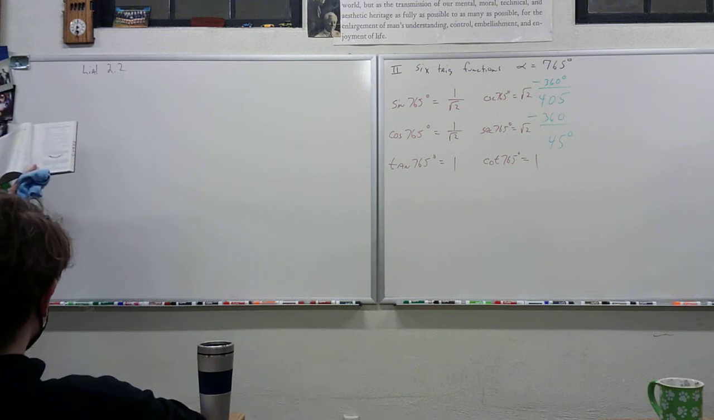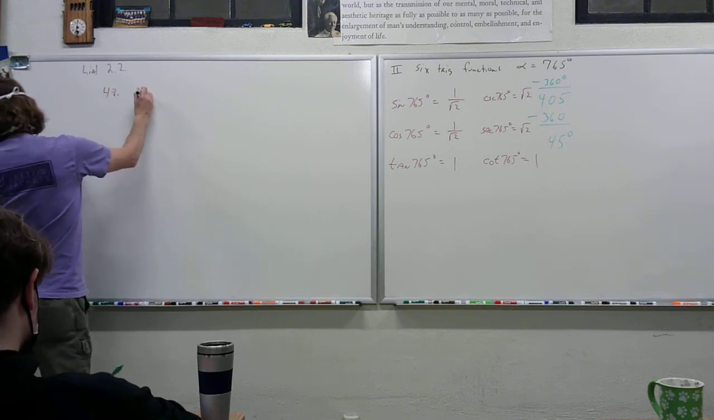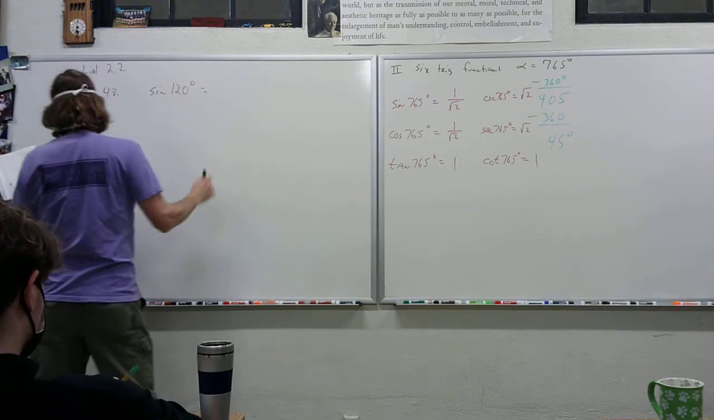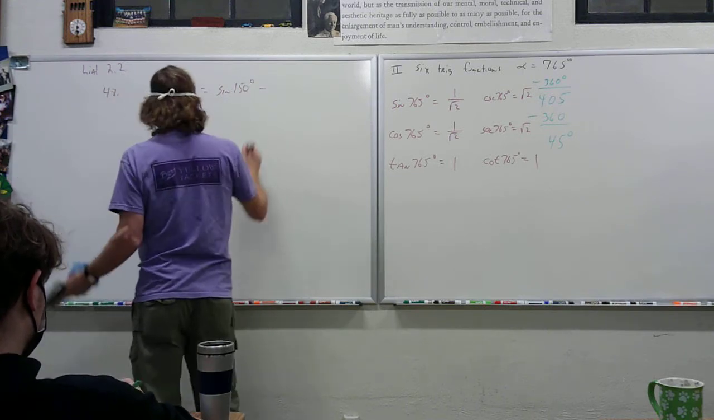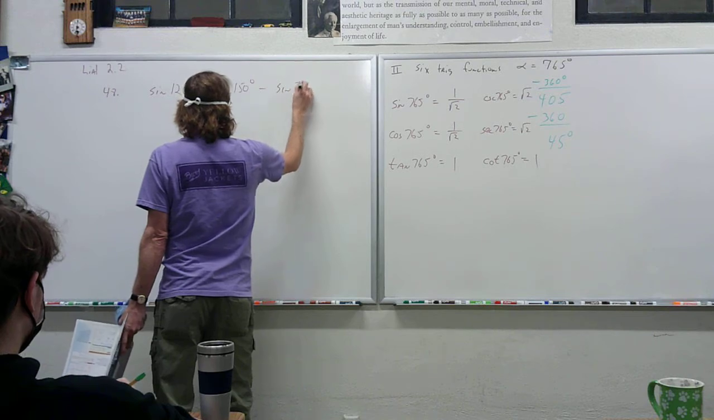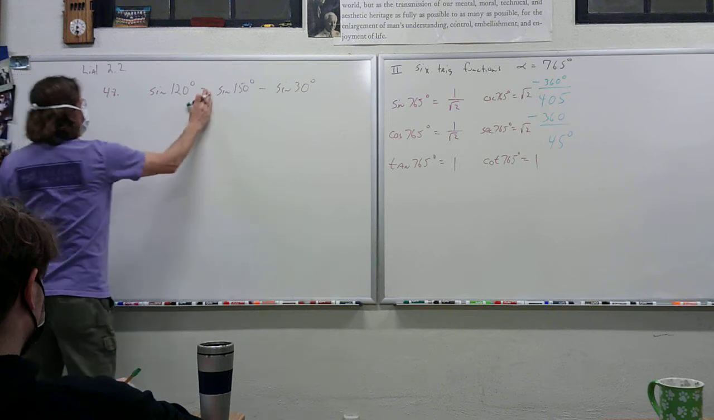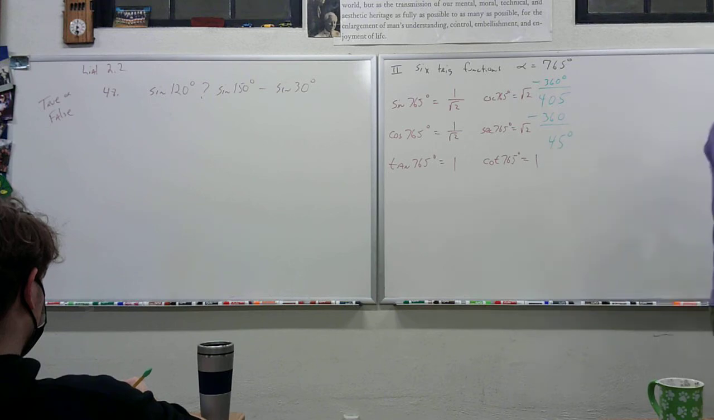Now, number 48. It says sine of 120 degrees equals sine of 150 minus the sine of 30. And it asks you, is this true or false? We'll put true or false out here because we don't know. I'm not saying that's true. I'll put a question mark there instead of an equal sign, because we don't know if it really is equal.